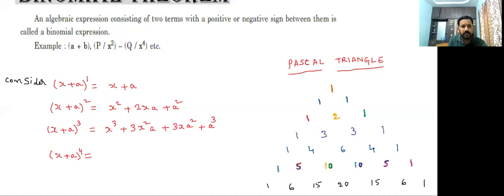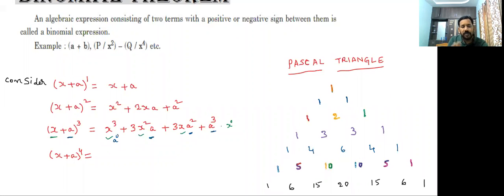Here observe that there are two terms in binomial expansion. The first term x is going to decrease: x cube, x square, x power 1, finally x power 0. Then what about the second term? See here, x cube into a power 0, here a power 1, here a square, here a cube. The second term is going to increase.